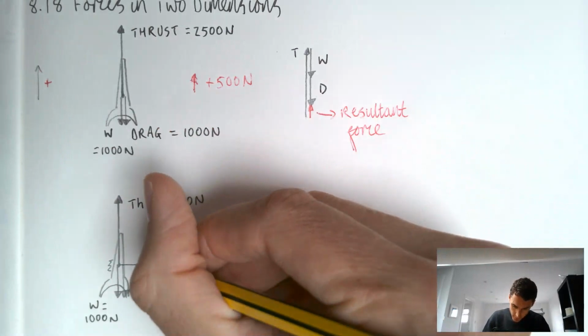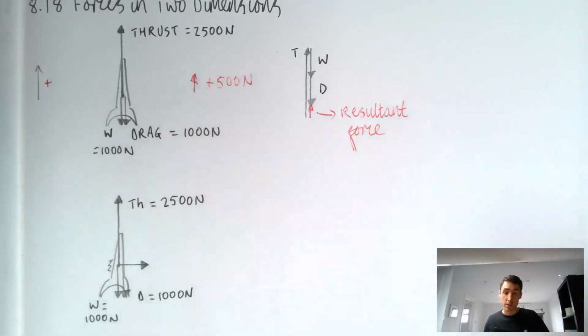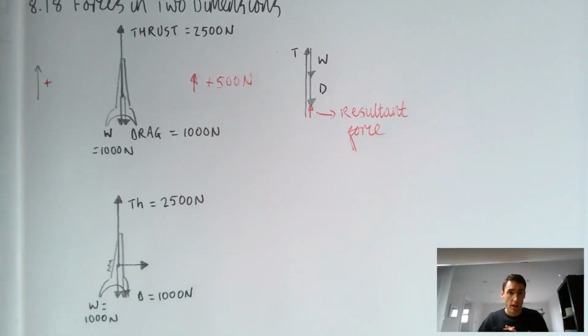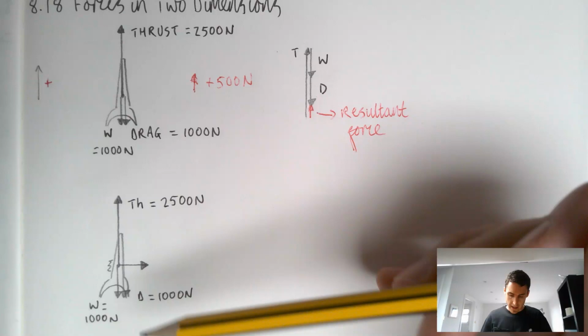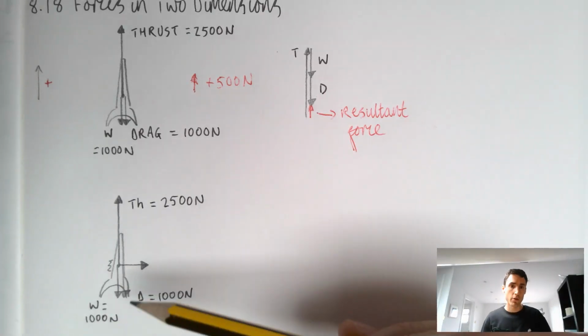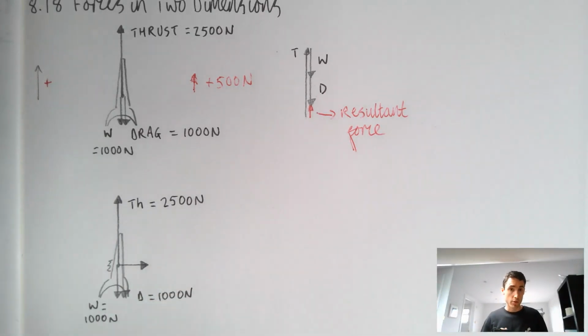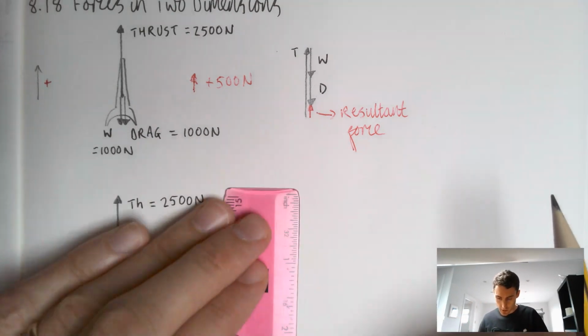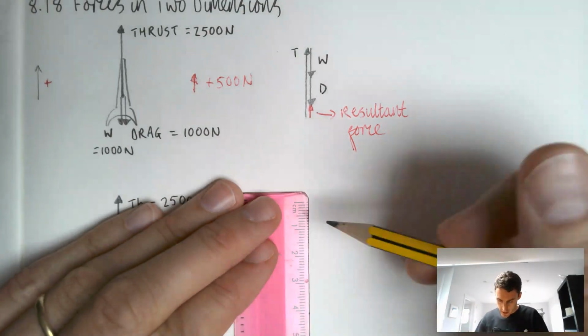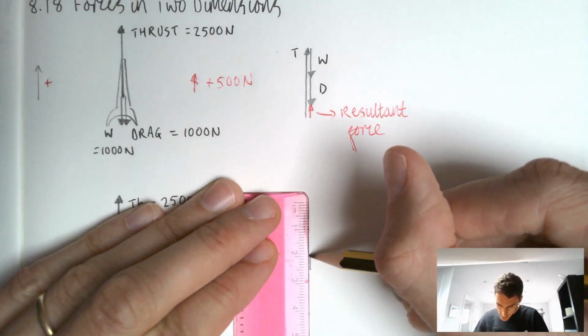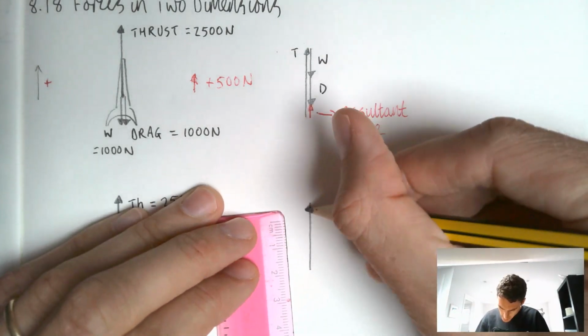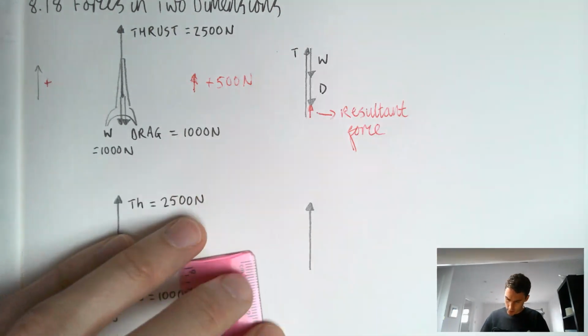So it'd be worth questioning students in this case, what's going to happen next? In which direction is the rocket going to accelerate? And what you want them to recognize is that because you've got this extra one, we should end up with some sort of diagonal acceleration. And we can show that using the method that we looked at before. So if I start again, let's do a 2.5 centimeter line for the thrust. That would be the thrust force.